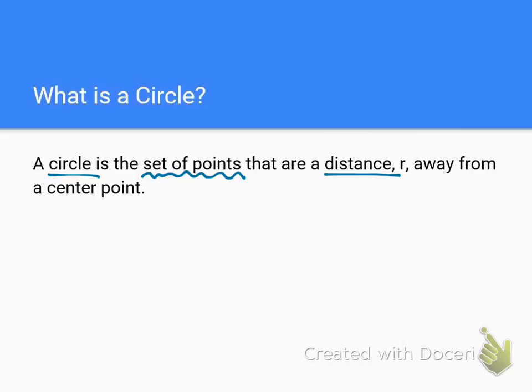Okay, so we will go over to GeoGebra to kind of see what this looks like visually. If you're just watching this at home for the first time, then take a second to write down this definition.